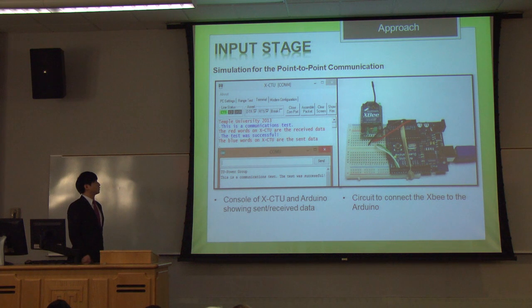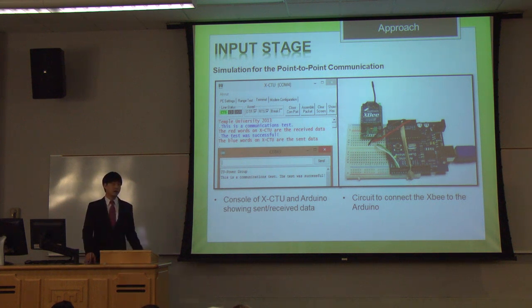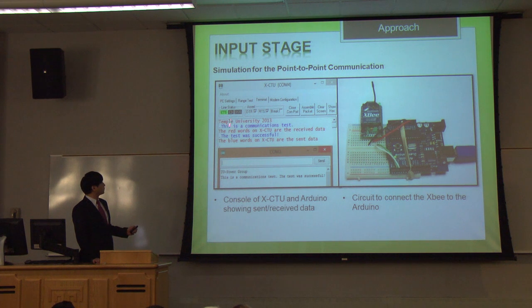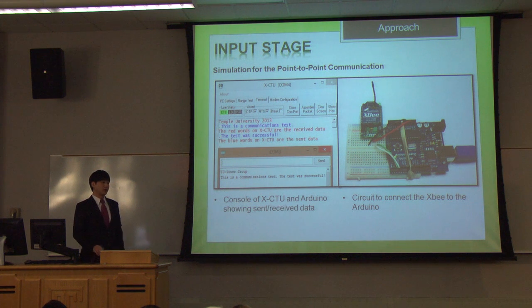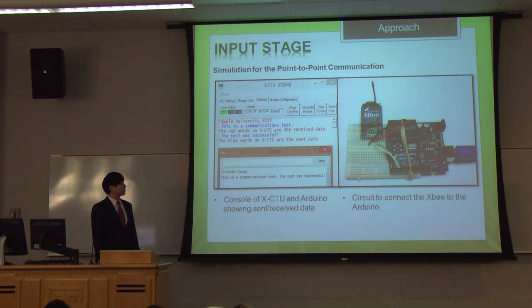This is a simulation for the point-to-point communication. The first picture is showing the communication between XCTU and Arduino. These red words are from the Arduino, and these blue words are from XCTU. And this picture is showing the circuit to connect the XBee to the Arduino.